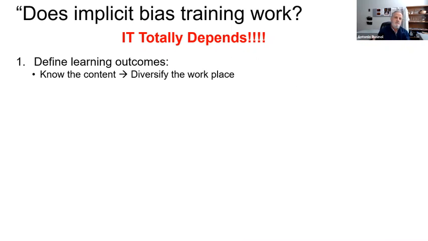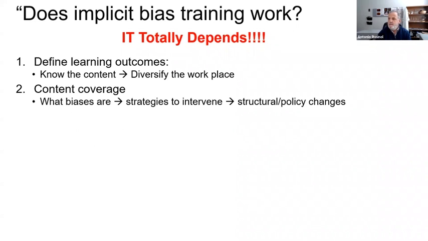Whereas if you want to know, do you know the content? Is everybody on the same page about what implicit bias is at these institutions? Then yes, that could be a thing. Content: you can go from what is a bias to strategies to intervene at the personal level or at the institutional level.